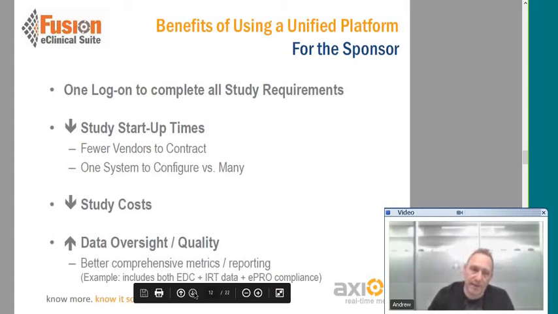Taking that a step further, where do the benefits come to the table? So from a sponsor standpoint, I've already touched on a few. Let me highlight a few more.